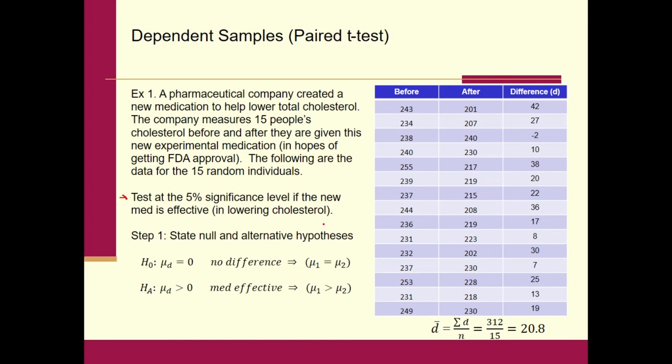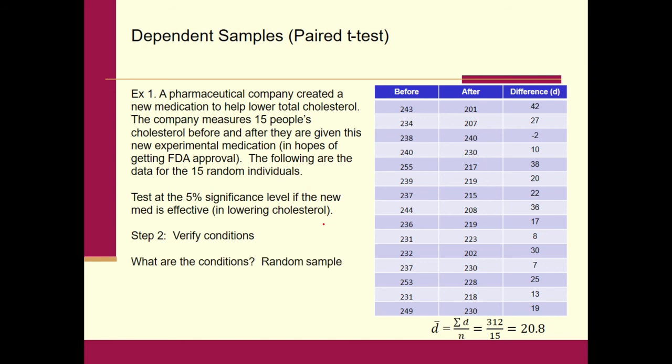Because a positive d, this is where it comes into play, a positive d means that the pill was effective. And so if mu sub d is greater than 0, it's effective on average for everybody, right? So that's where you've got to be careful. If you don't skip the step of defining a negative d and a positive d, you're good.